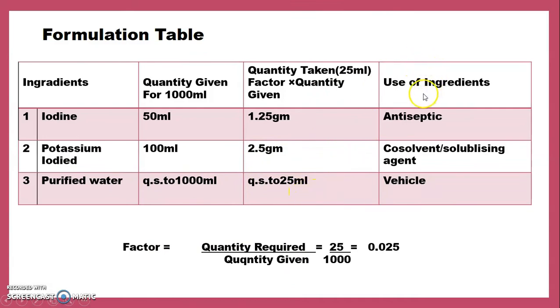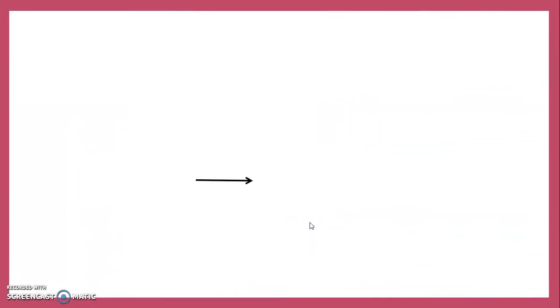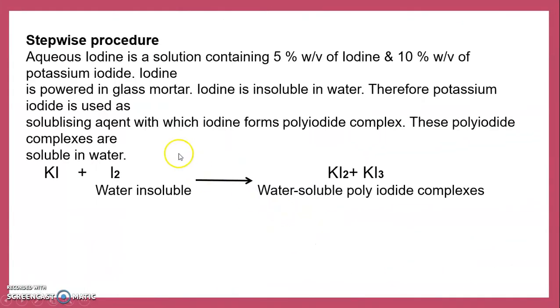Then the next column is use of ingredient. Iodine is used as an antiseptic. Potassium iodide is a co-solvent or solubilizing agent, and purified water, of course, is used as a vehicle. This is our formulation table. By this formulation table, we take the different quantities of our different ingredients. Then we move toward the stepwise procedure.